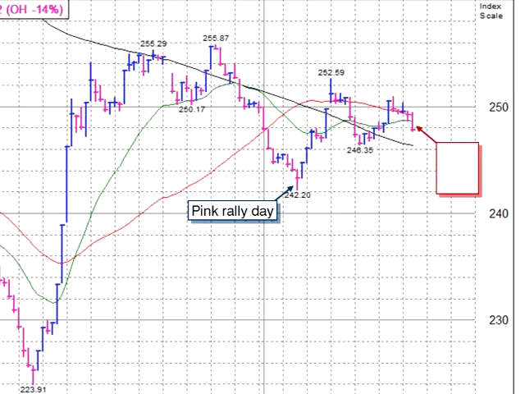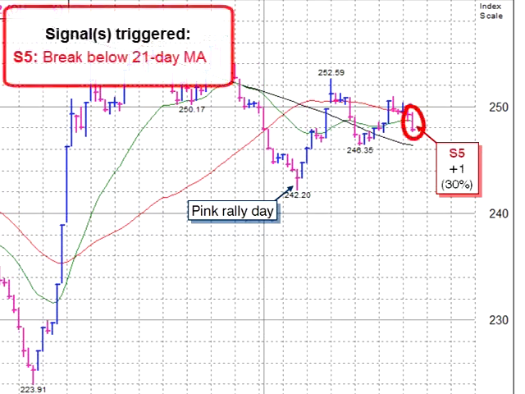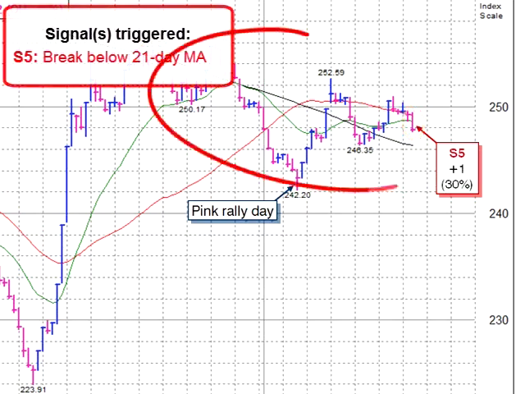And we go forward a little while. Another week or so, and what happens? S5, right? We break back below the 21-day, so we're at a +1. Now, look, is this a good market? Realistically, we're not going to make money in this market.